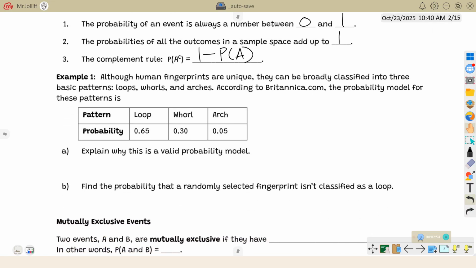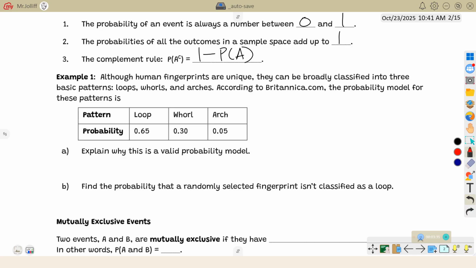It says, although human fingerprints are unique, they can be broadly classified into 3 basic patterns: loops, whorls, and arches. According to Britannica.com, the probability model for these patterns is a loop has a probability of 0.65, whorls have a probability of 0.3, arch has a probability of 0.05, meaning a randomly selected fingerprint has a 65% chance of being a loop. That's what those numbers are telling us. And the first question is, why is this a valid probability model?